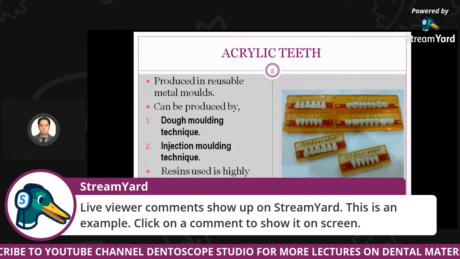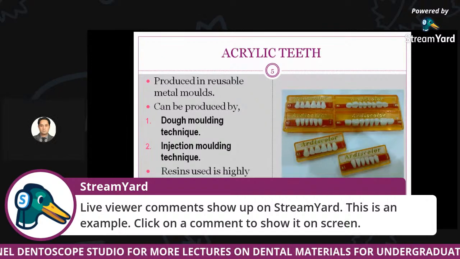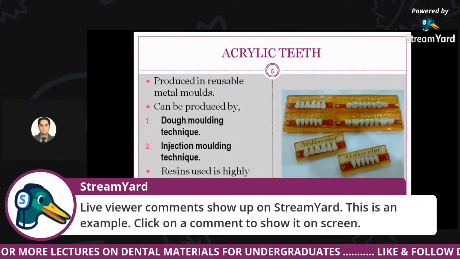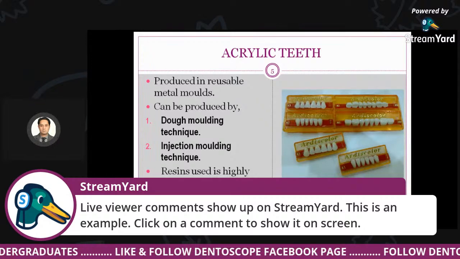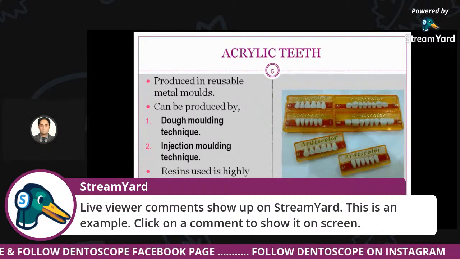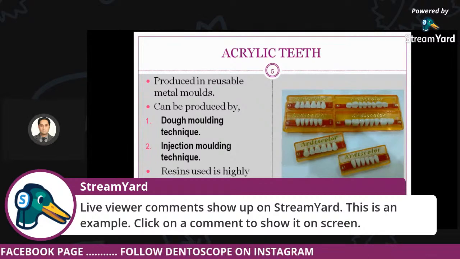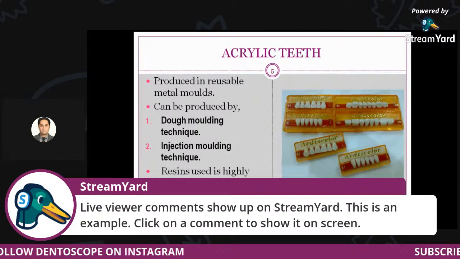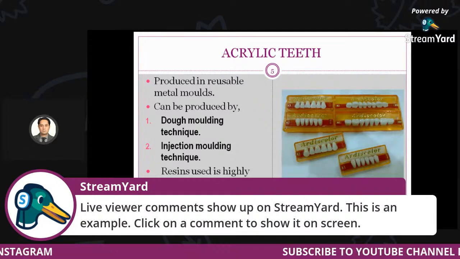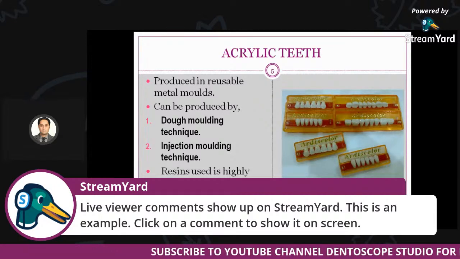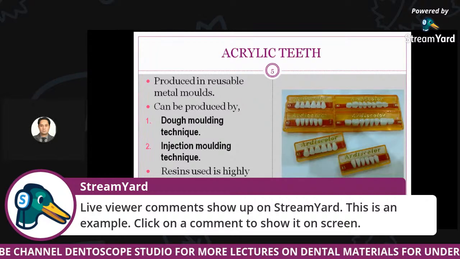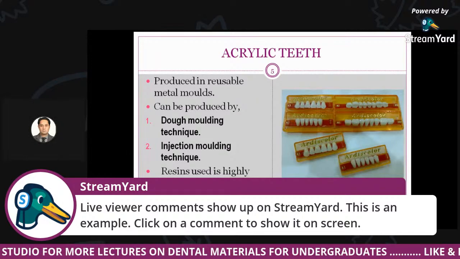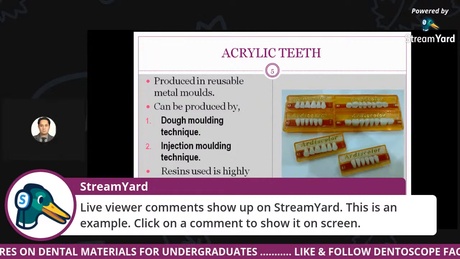Well, dome molding technique is basically a manual type of technique which is used to fabricate the acrylic teeth. We make the dough from the polymethyl methacrylate, and then we incorporate it into those metal molds. Then the second one is the injection molding technique. Well, this is a more accurate type of technique to fabricate the acrylic teeth because it is a mechanical one.